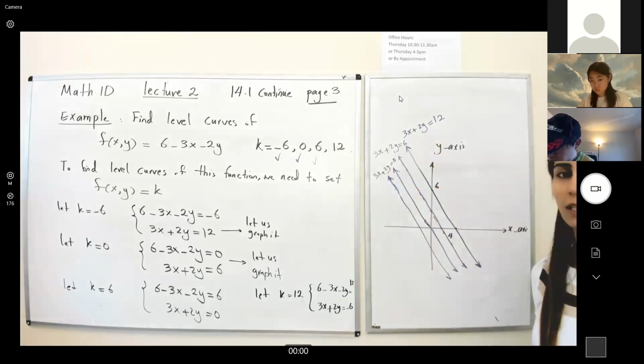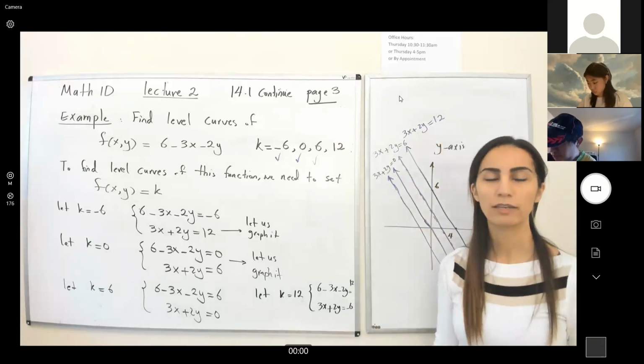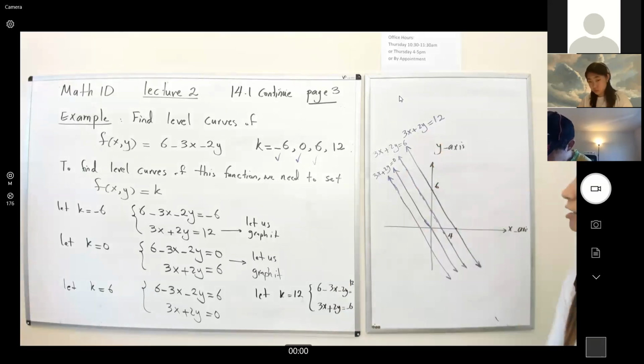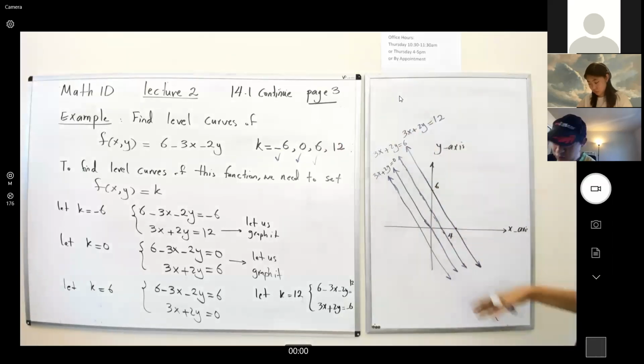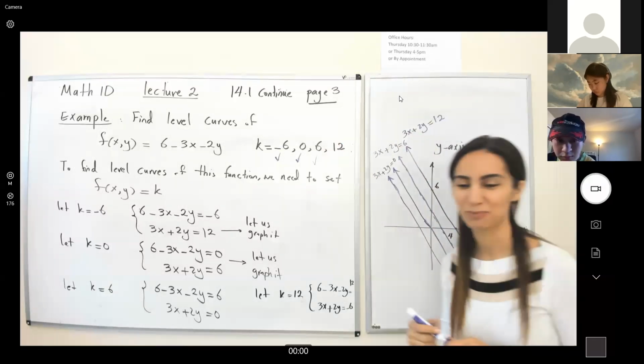So you might say, hey, can I use other k values? Of course, you can continue this process from negative ones to positive ones. You get the rest of the level curves.